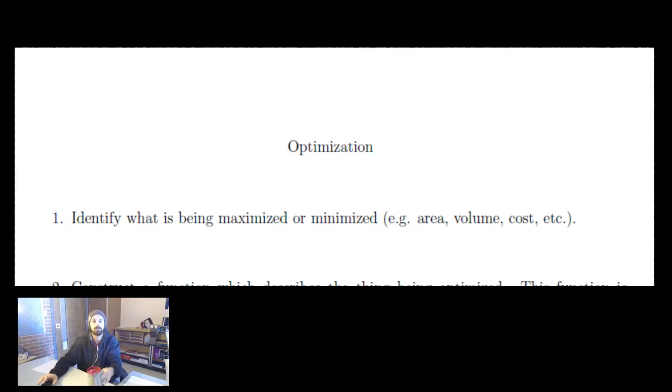Okay, so some optimization problems. So steps in optimization. Number one, identify what you want to optimize. So what you want to maximize or minimize. It could be something like the area, the volume, or a cost.